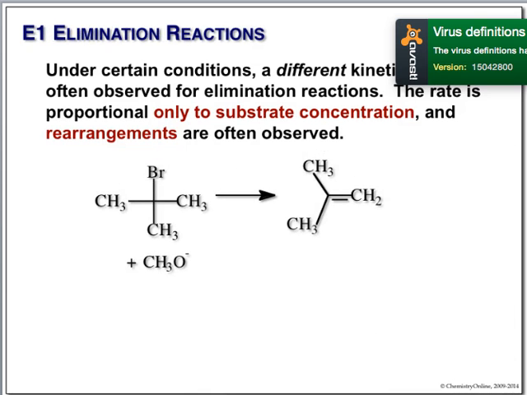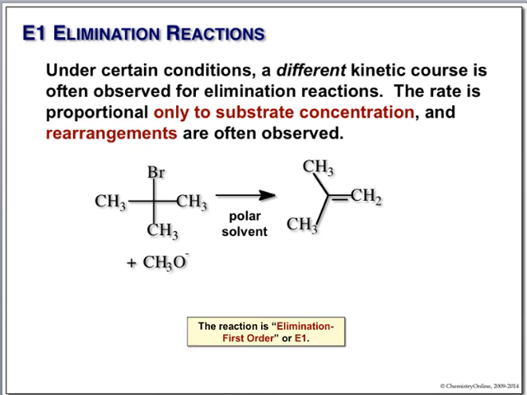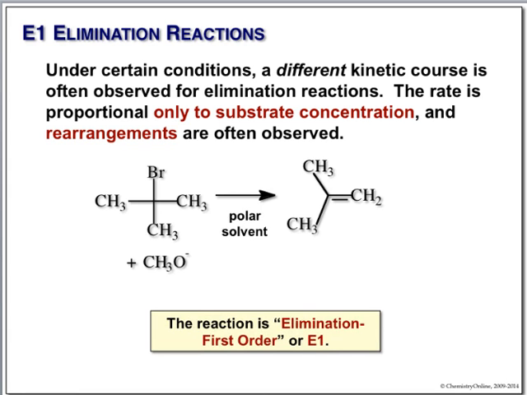Now, we can also do our reaction here, get the same product, but the kinetics are different. Instead of a bimolecular, we can set this thing up so it actually is unimolecular. So it's equivalent to an SN1 reaction. What's happening here, if we put this in a polar solvent, what we see is an E1 reaction. Again, elimination, but now first order.